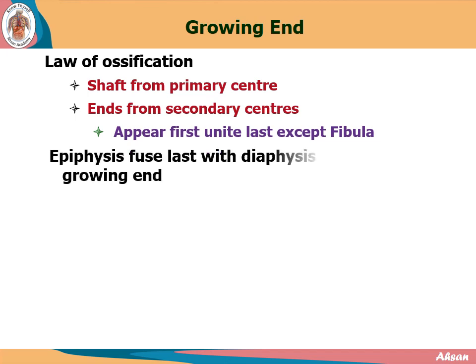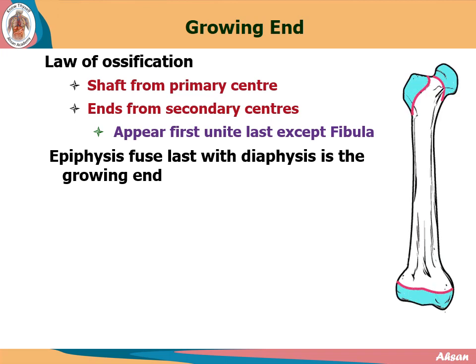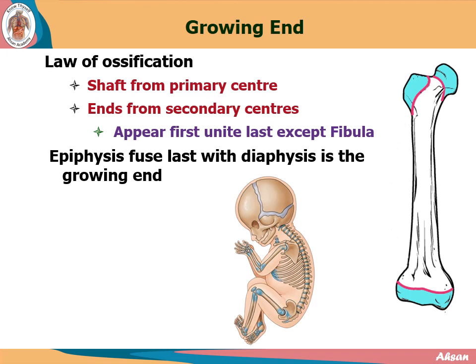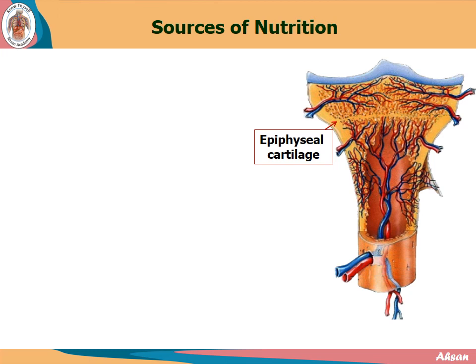In the fibula, the rule is different. The end which fuses with the diaphysis late continues to grow for a longer period. That's why it is known as the growing end. We can remember one figure: the knee and elbow are coming closer, and you can see the bones coming very close at the lower end of the humerus, the upper end of the radius as well as the ulna, and the lower end of the femur and the upper end of the tibia and fibula. These are the growing ends. So these ends fuse late with the shaft.